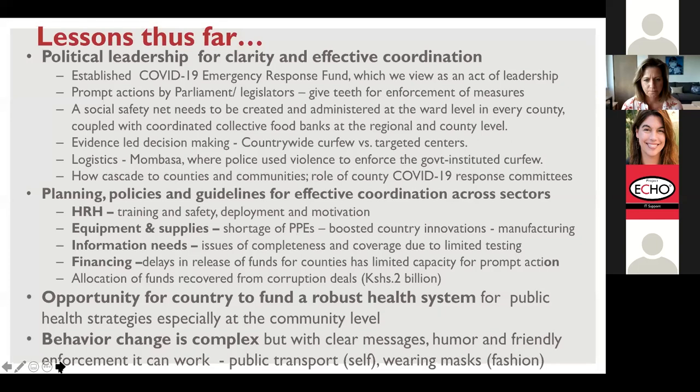So the lessons we've learned is that political leadership for clarity and effective communication is key, where we've had the Emergency Response Fund being created. We have the prompt actions by Parliament and legislators to give the documents that are indicated, the social safety nets, logistics in various counties. We have planning, policies, and guidelines for effective coordination across sectors that have been given out, as I've indicated. We also have the opportunity for the country to fund a robust health system. This has given us an opportunity to look at.